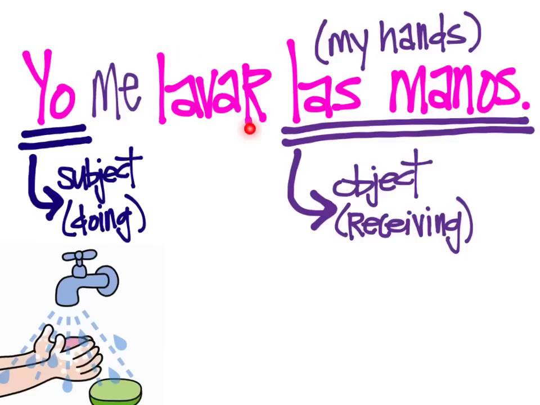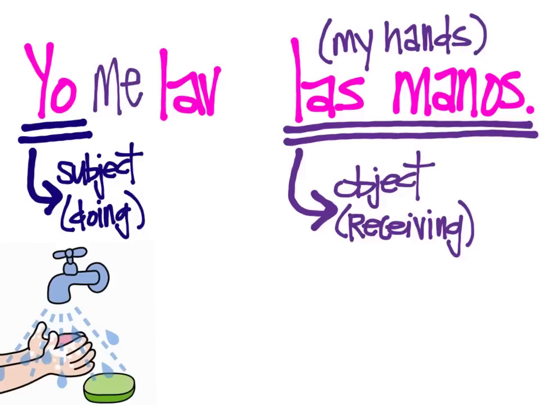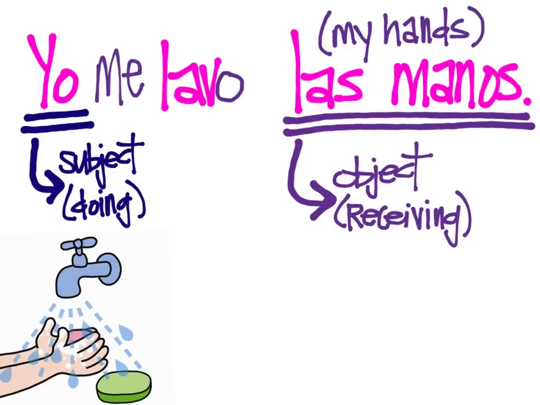Our final step is to conjugate the verb lavar. The first thing we do here is drop the AR. And that leaves us with the stem of lavar, which is LAV. So the next thing that we have to do is add our present tense ending that agrees with our subject, yo. So we know that in the present tense, the ending that agrees with yo for AR verbs is O. So we simply attach the O to the stem of lavar, and we are finished conjugating our first reflexive verb.